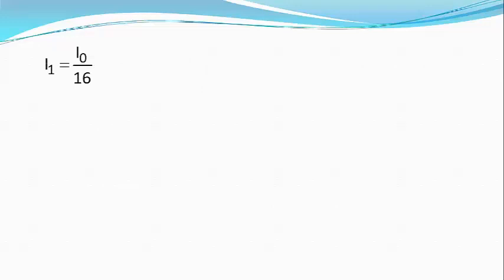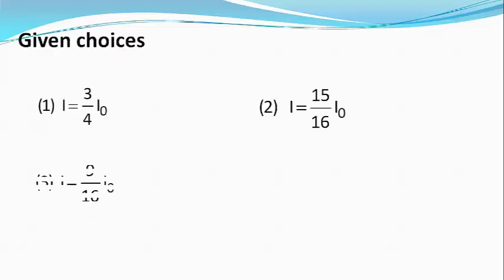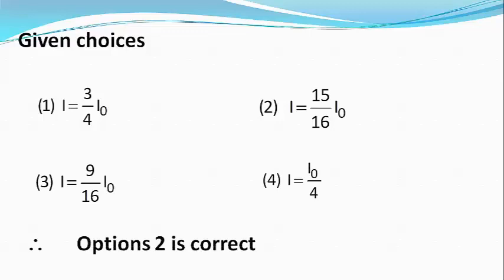Very clearly, the moment of inertia of the triangle ABC after removal of the triangle DEF, I equals I0 minus I1, or I equals 15 by 16 into I0. Our answer matches with option 2, therefore option 2 is the right answer.